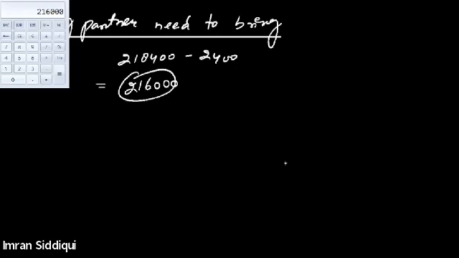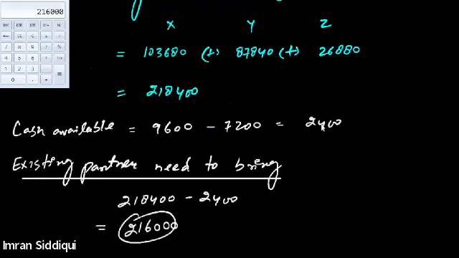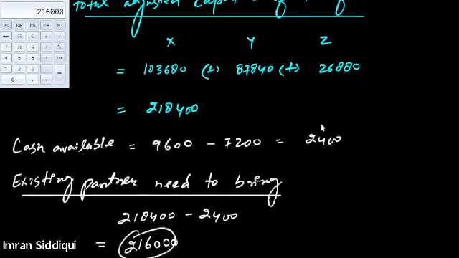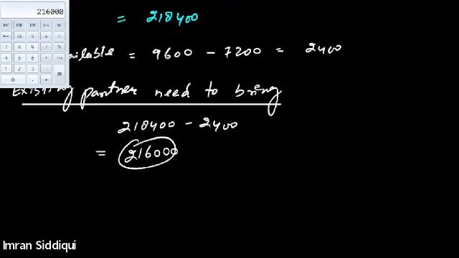So now we will be able to determine the capital of the partners. Who is retiring? Let me check. Y is retiring now. So that means X's new capital will be equal to, and Z's new capital will be equal to.